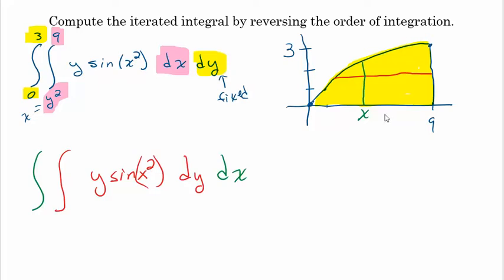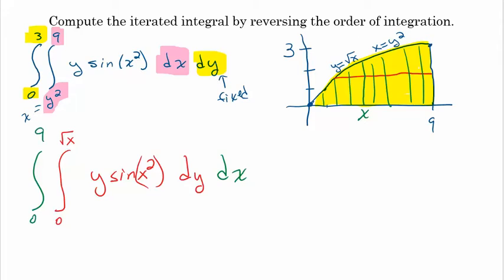All right, well, let's look at our generic slice right here. This slice is going from some y value up to some other y value. All these slices are going to start at 0, and then they're going to go up to this graph, which was y equals the square root of x, or x equals y squared. So the y value is going to range from 0 up to the square root of x for our slices going this way. And then we're going to add up all these slices going from x equals 0 all the way up to 9.